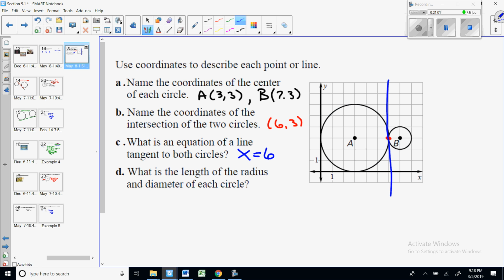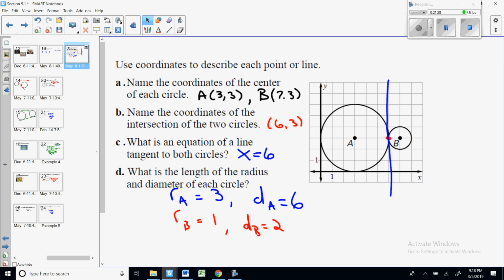The last question asks us for the radius of circle A. Our radius of circle A is what? Okay, it's 3. My diameter for circle A is going to be what? 6, because remember that your diameter is twice your radius length. Similarly, our radius for B is what? Okay, it's 1, and then our diameter for B is what? Okay, that one's 2.